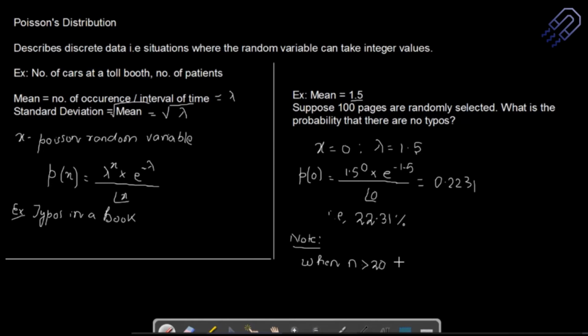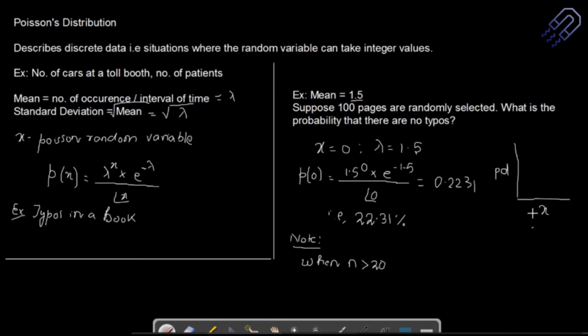Whenever you draw a graph between two parameters, you have the probability distribution on one side and the parameter on the other side, let's say x: 0, 1, 2, 3, 4. Then you can talk about the probability. The question might be the probability that there are 10 typos, so x would be 10, and then 20 typos, x would be 20, and then you can find the probability and plot a graph between this x and this probability distribution, and you will get a pattern here.